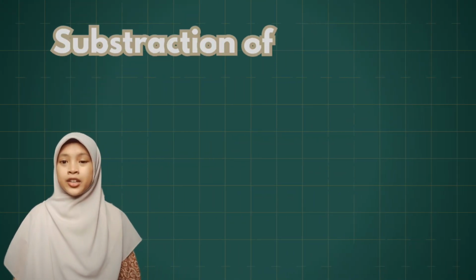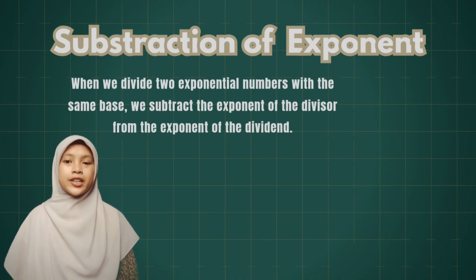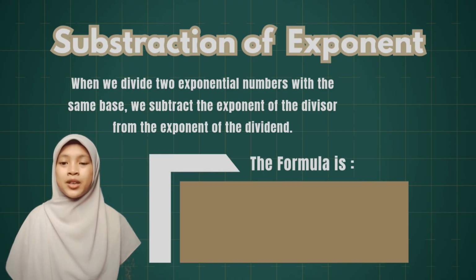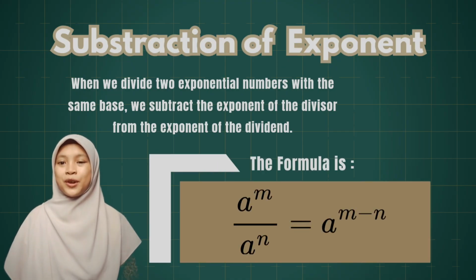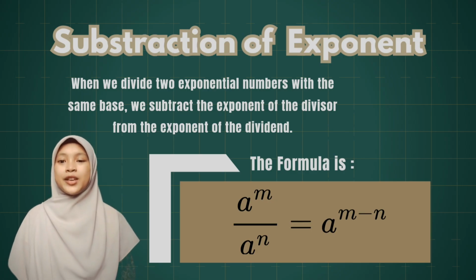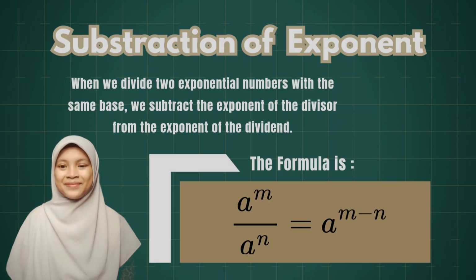Okay, the next property is subtraction of exponent. When we divide two exponent numbers with the same base, we subtract the exponent of the divisor from the exponent of the dividend. The property can be written a to the power of m divided by a to the power of n equals a to the power of m minus n.